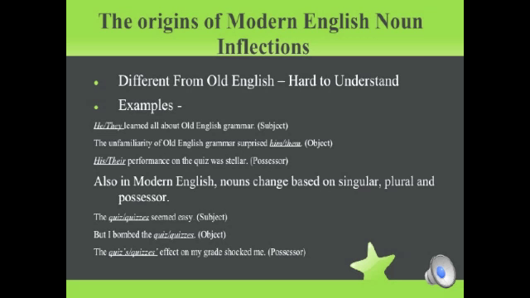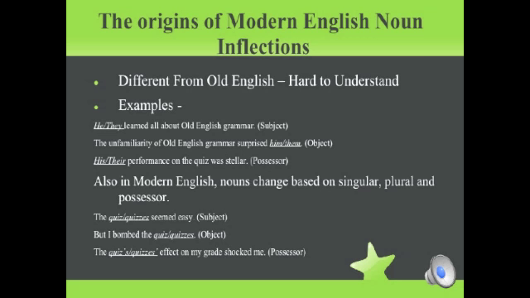The origins of modern English noun inflections. Old English grammar and modern English grammar are so different from each other, they seem to be different languages. We probably wouldn't even understand someone speaking Old English. In modern English, a pronoun's form depends on whether it is singular or plural and whether it is the subject, object, or the possessor.